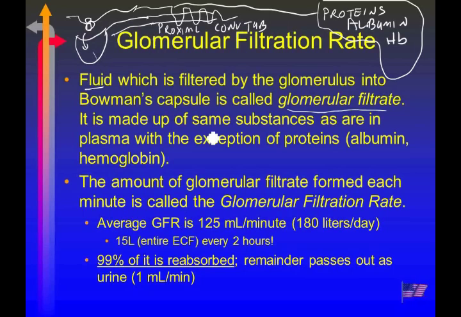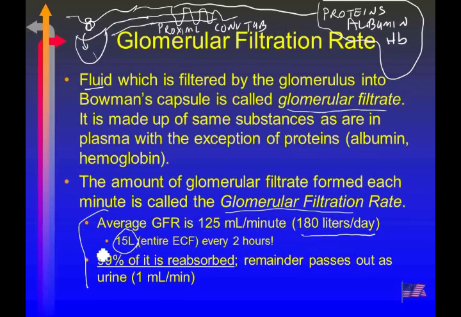Okay, so what's exiting the glomerulus, we're going to call the glomerular filtrate. And you don't really need to know most of these numbers, but it's roughly about 125 milliliters per minute, which is 180 liters per day. If you only have 15 liters, how many times is it recirculating that through the kidney in part of a day? Like 12 times. It's a very efficient organ.